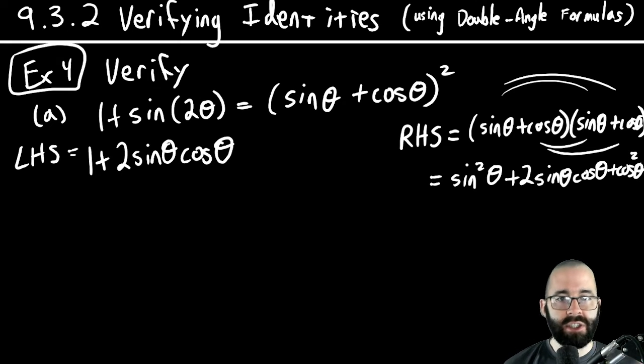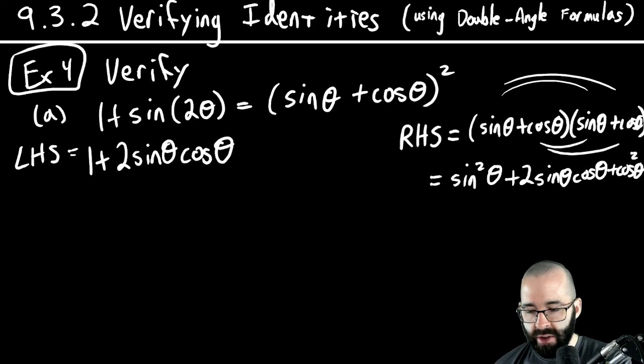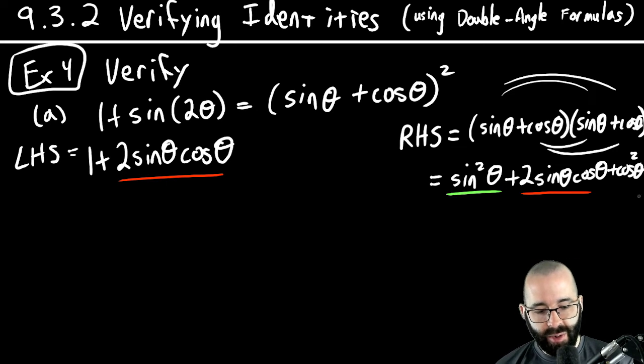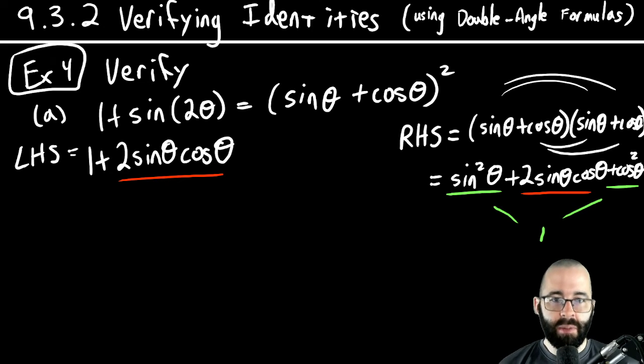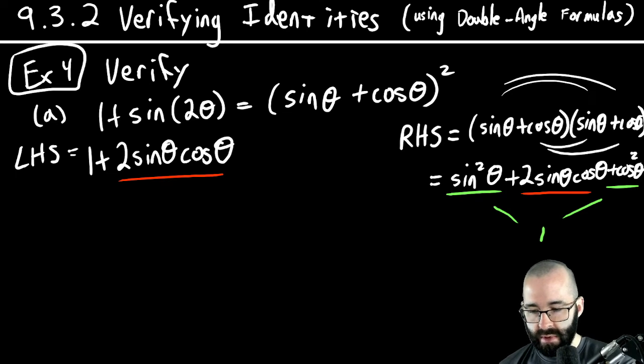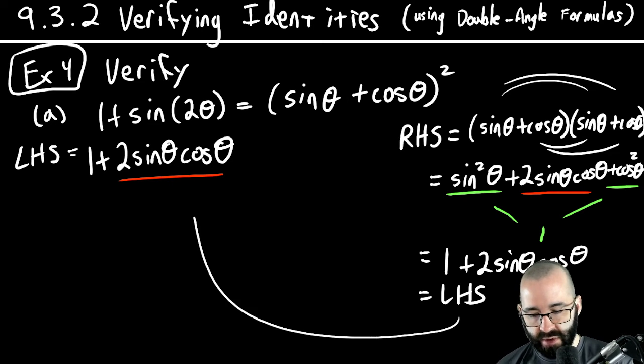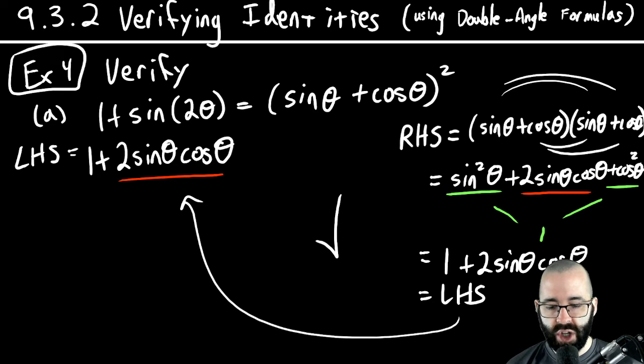Oh, now we see the relationship between the left and the right. Both of these have this term. The only difference is one has a 1 and one has a sine squared theta plus cosine squared of theta. But we know what this equals. The Pythagorean identity says these green guys add up to 1. So this is indeed 1 plus 2 sine of theta cosine of theta, which is again equal to the left-hand side. Check. Double check. Smiley face.